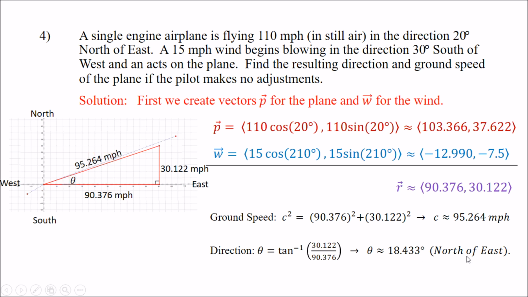And then you have to put your compass directions on there. In this case, it's north of east. If it was just a little past 90, let's say theta was 95 degrees, then you could say 5 degrees west of north, or you could say 85 degrees north of west.